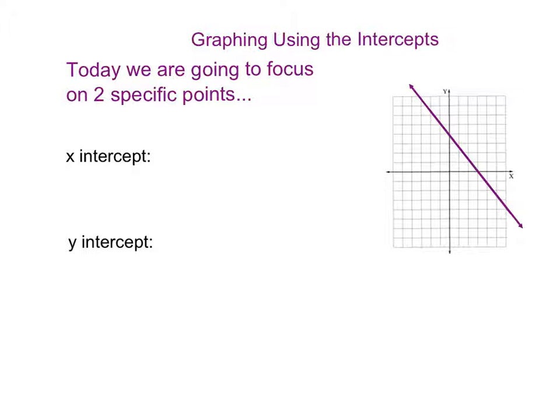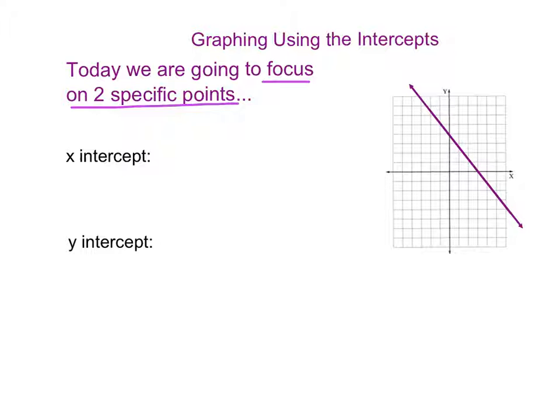Now, with that being said, today we're going to focus on 2 very specific points of a line. These points are called our intercepts. So today when we graph, we're going to find our x-intercept and our y-intercept, plot the points, and then use those 2 points to help us draw an accurate graph. To begin, we need to define what these 2 points are.